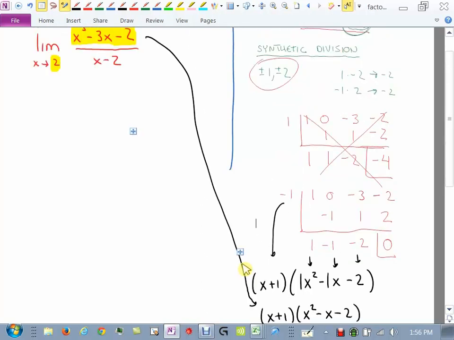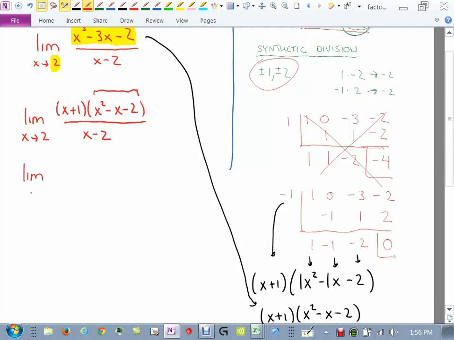So what I can do now is rewrite this. Limit x approaches 2. I have the top is x plus 1 times x squared minus x minus 2, and then over x minus 2. Now at this point, I haven't really done anything that's going to help unless I realize that this is now a quadratic and that can factor even more. So assuming you can factor quadratics quite easily, you'd realize that that factors to be x minus 2 times x plus 1 all over x minus 2.